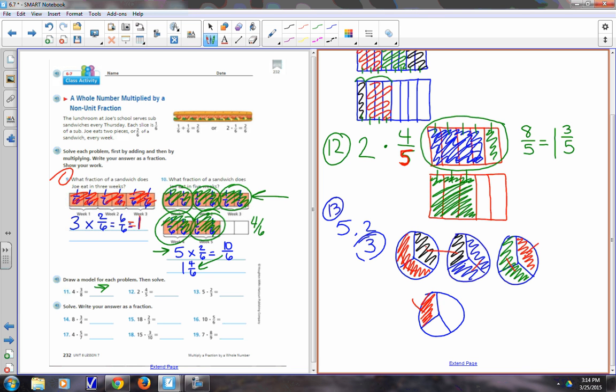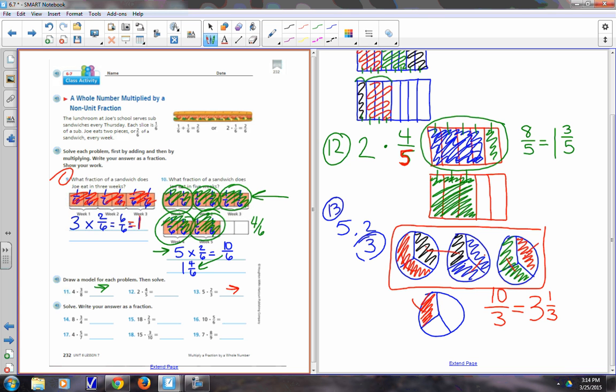1, 2, 3, 4, 5, 6, 7, 8, 9, 10. 10 thirds, which equals 3 wholes and 1/3. So that's over there.